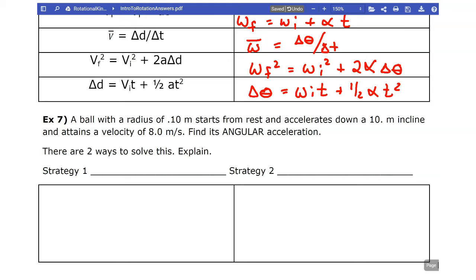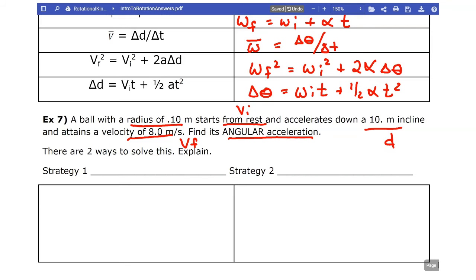Let's take a look at this first problem. A ball with a radius of this starts from rest and accelerates 10 meters, that's d, and it starts from rest, vi, and it goes to this velocity. What is the angular velocity? So they've given me all this linear information and they want angular velocity.